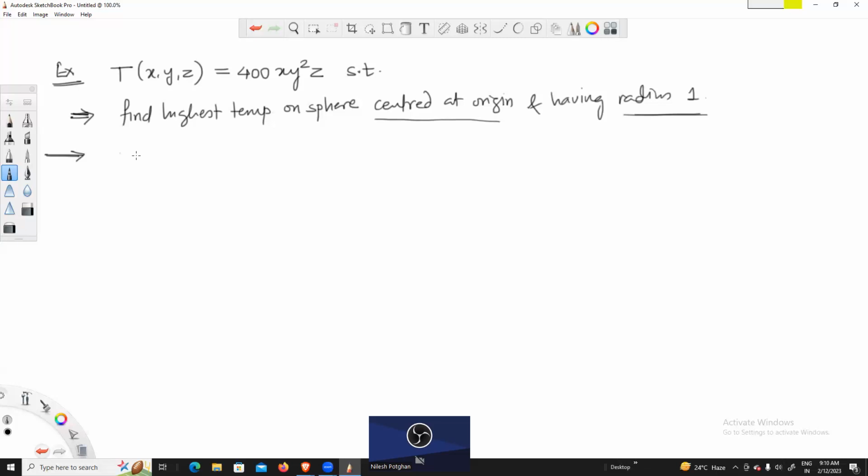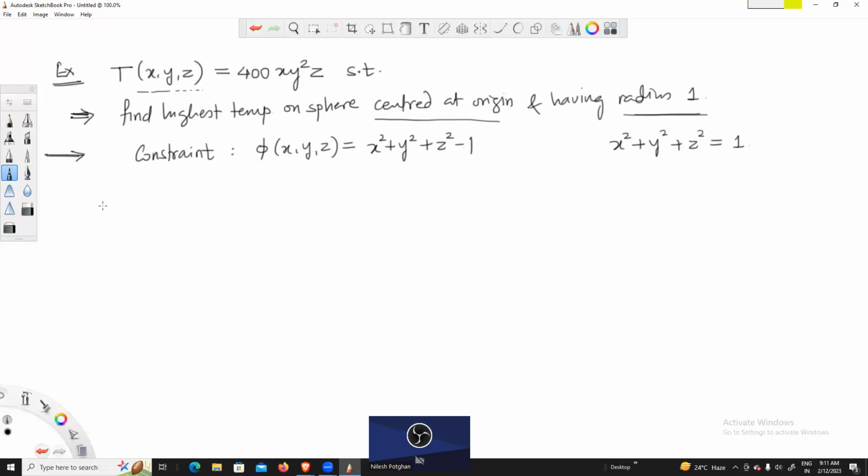So let me write this. This is my function to be extremized. And now, what is my constraint? Let me write the constraint. phi of x comma y comma z is equal to... I have to be on the surface of the sphere. The equation of a sphere with center at origin is x square plus y square plus z square equal to r square, which means 1. So I can write this constraint as x square plus y square plus z square minus 1 equal to 0 form.